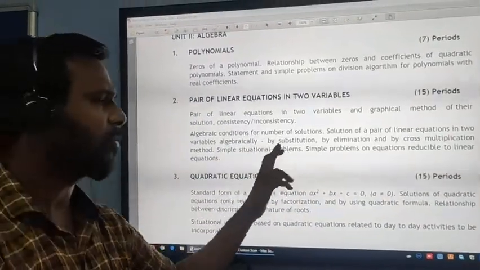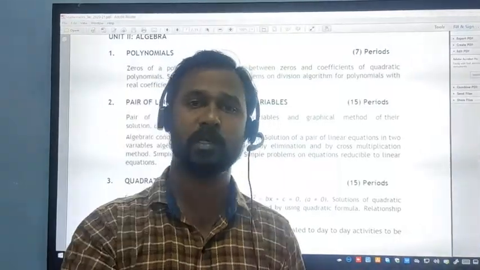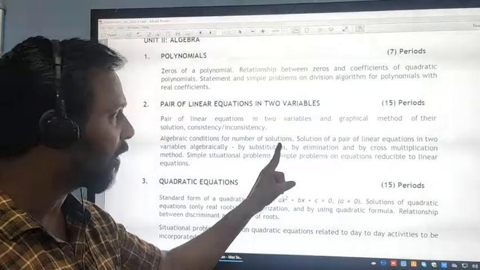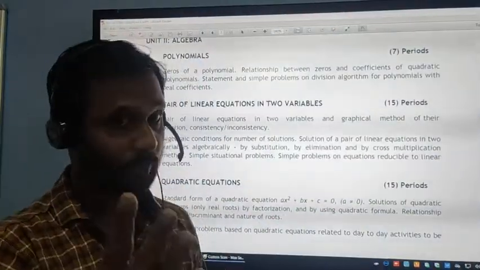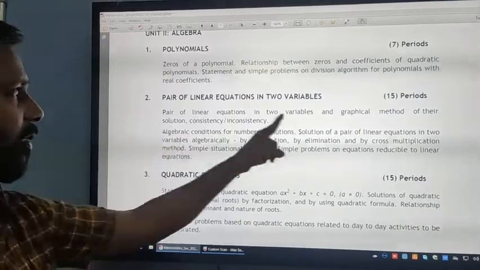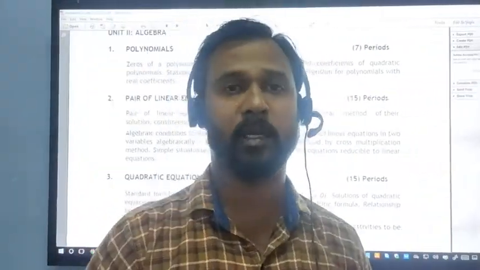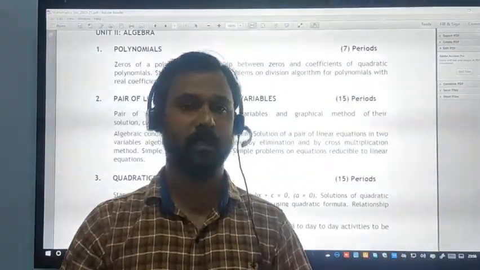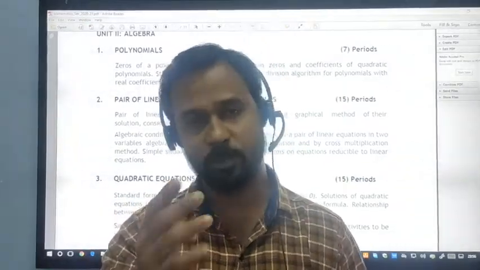Then, very important methods we will discuss here: how to solve 2 linear equations in 2 variables. The methods are known as the method of substitution, the method of elimination, and the method of cross multiplication. That is 4 methods, with the graphical method you saw earlier. So in this single chapter, we will go across all 4 methods to solve a pair of linear equations in 2 variables.